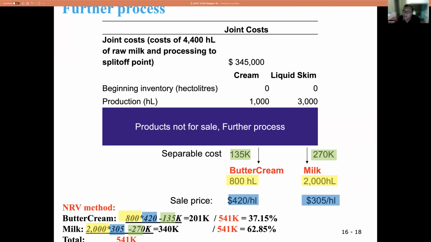And what is the separable cost for the buttercream? Well, from the cream to the buttercream, there is this separable cost, 135,000. So I use the volume of the final product, 800, times the selling price of the final product, 420. That will be my final sales value minus the separable cost, 135,000.